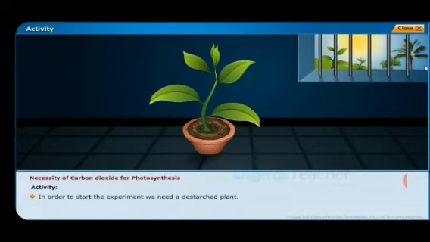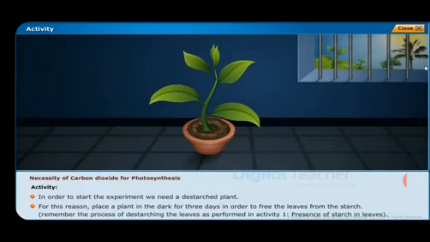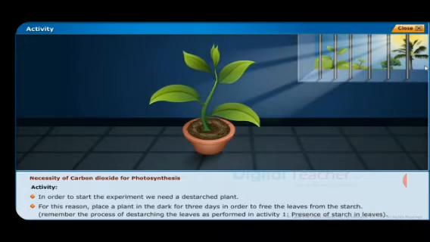In order to start the experiment, we need a destarched plant. For this reason, place a plant in the dark for 3 days in order to free the leaves from the starch. Remember the process of destarching the leaves as performed in activity 1, presence of starch in leaves.